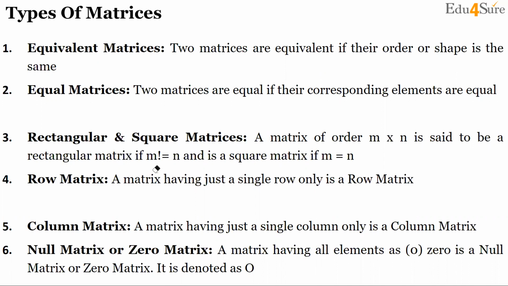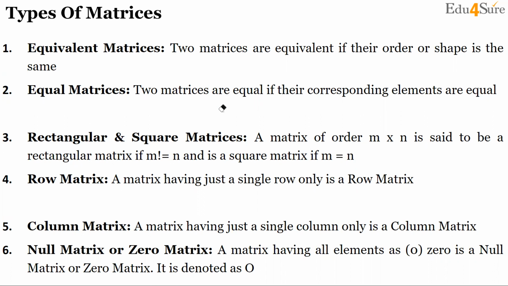Now, what do you mean by rectangular matrix? A matrix of order m cross n is said to be a rectangular matrix where the number of rows is not equal to the number of columns. This is the not equal to symbol. And the matrix is called a square matrix when the number of rows is equal to the number of columns.